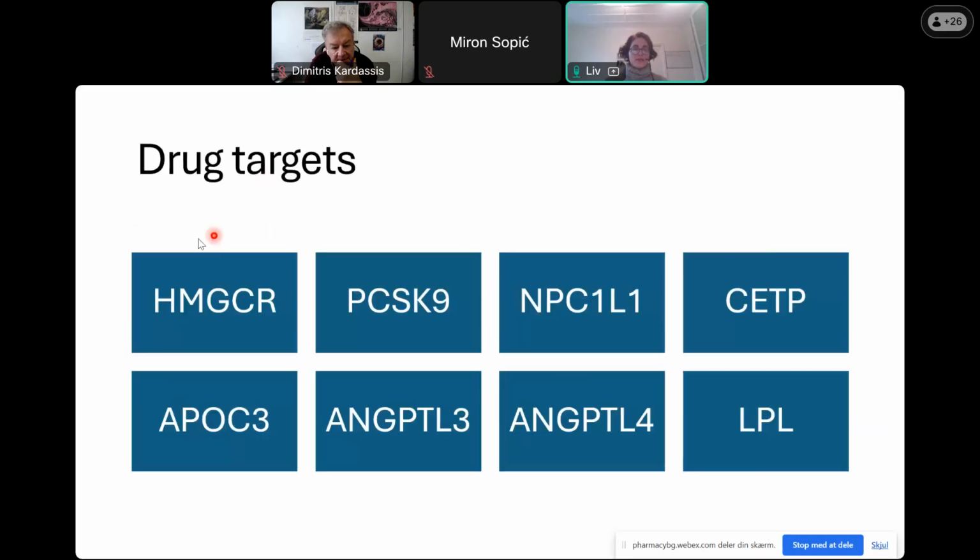And the drug targets they're looking at are HMG-CR, PCSK9, NPC1L1, CETP, ApoC3, ANGPTL3, ANGPTL4, and LPL. HMG-CR is a drug target of statins. PCSK9 is a drug target of PCSK9 inhibitors. NPC1L1 is a drug target of ezetimibe. CETP is a drug target of obicetrapib. ApoC3 is a drug target of olezarsen or something like that, I think. And I think the rest of them don't have any official drugs yet, as far as I know.